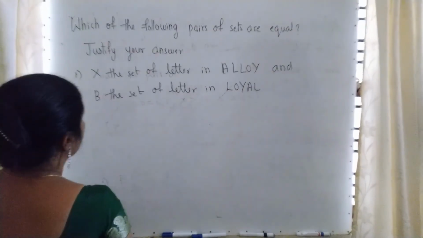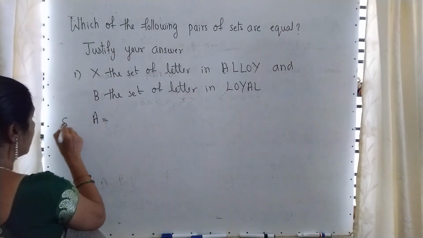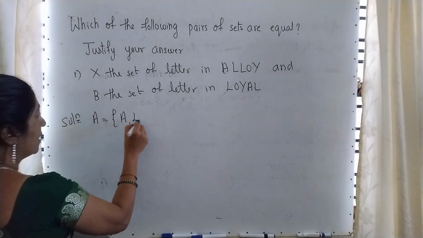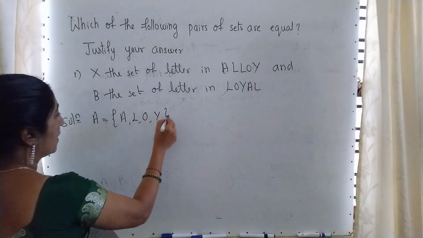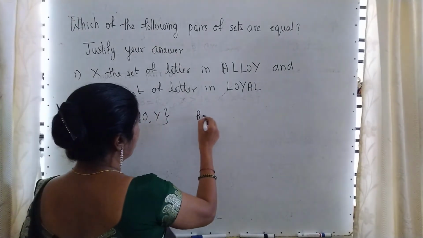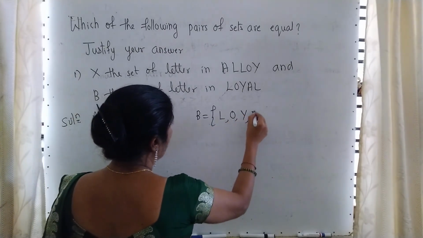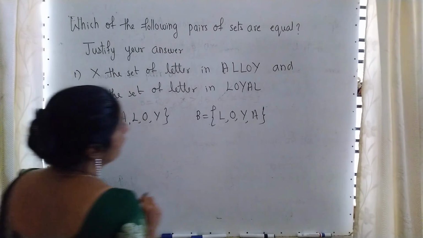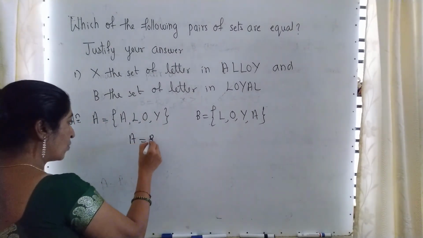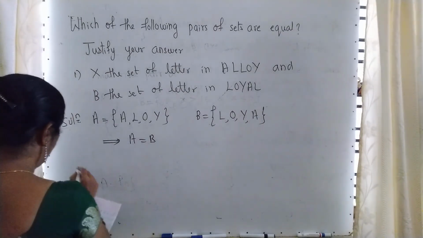So what is set A? Then we just have to make the list of letters present in that word. So A is {A, L, O, Y}. We are not writing L repeatedly because we have to write once, already you are familiar. B is {L, O, Y, A}. Again L we are not repeating. Now compare the elements. They have the same elements or what? Yes. This implies set A is equal to set B.